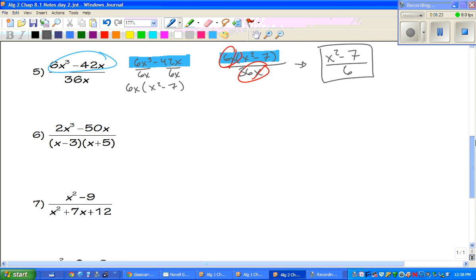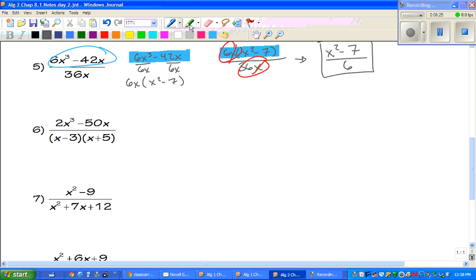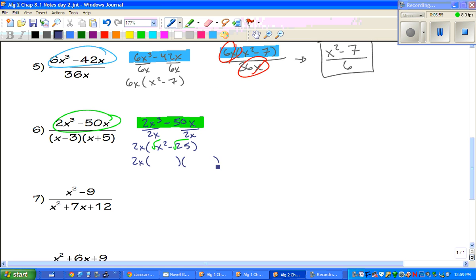All right, number 6. We're going to have to take the 2x cubed minus 50x. Now we can pull out our GCF of 2x. 2x comes out front, and we're left with x squared minus 25. And don't just toss that up there, because you can still simplify that. Okay, that's the difference of two squares.